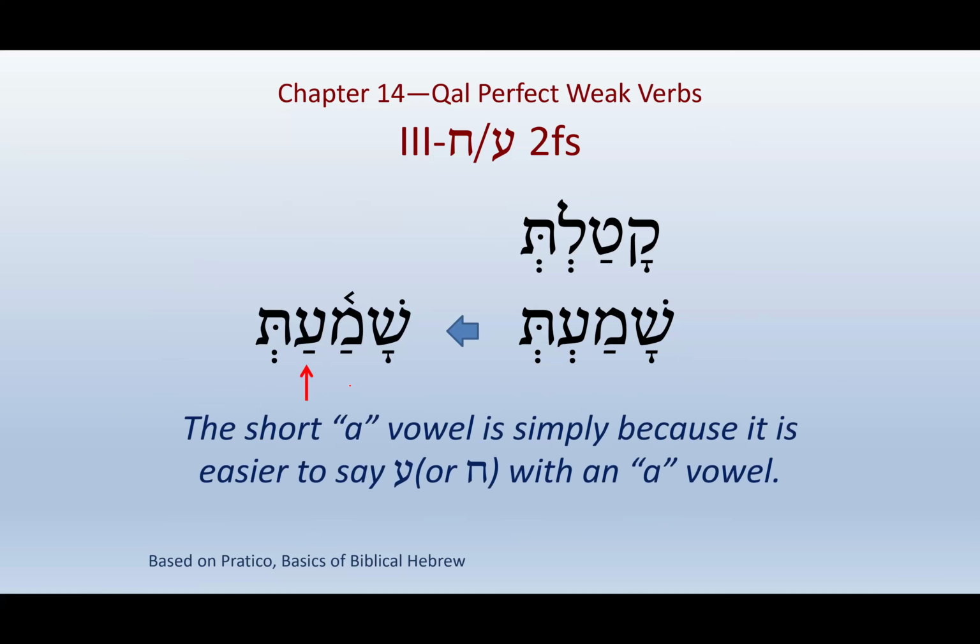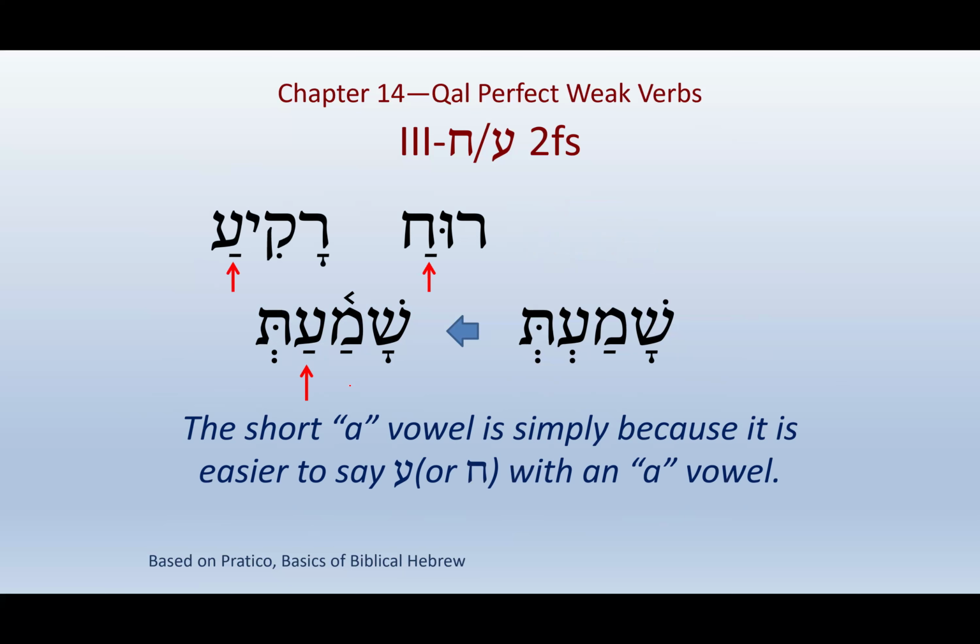The short A vowel is simply because it's easier to say an ayin or a chet with an A vowel. And we've seen this with other things. For instance, ruach, that's easier to say that chet when you have the furtive patach there, ruach, spirit. Or another one we've seen is rakia, the firmament or the expanse, where you have, again, the furtive patach leading it. It's just easier to do the guttural sounds with an A vowel.